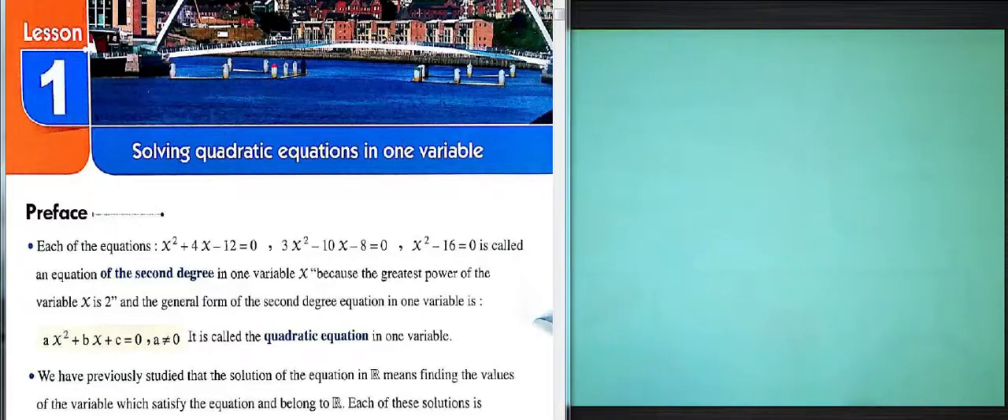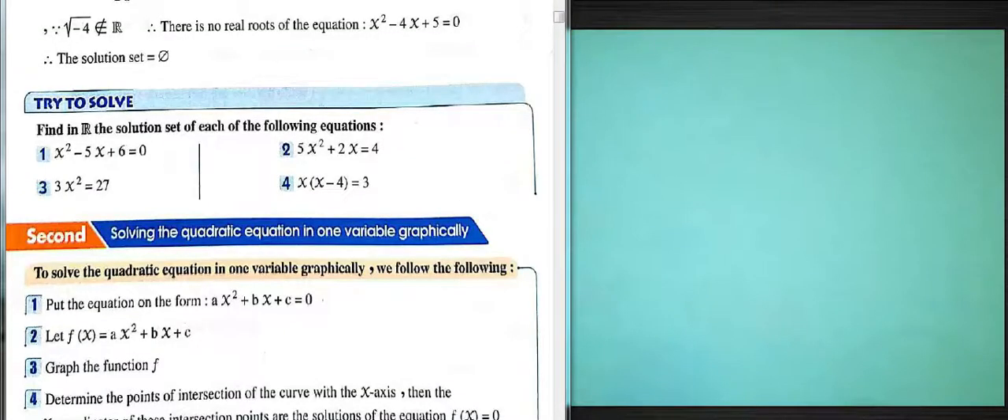Today we are going to talk about algebra lesson 1, solving quadratic equations in one variable. What if your teacher gave you this example? Number 1, x power 2 minus 5x plus 6 equals 0. Find the solution set of each of the following equations.